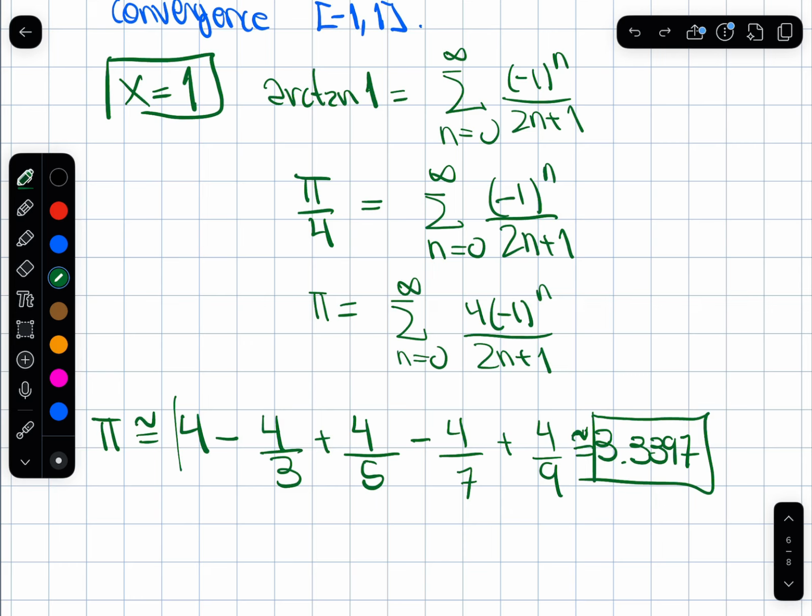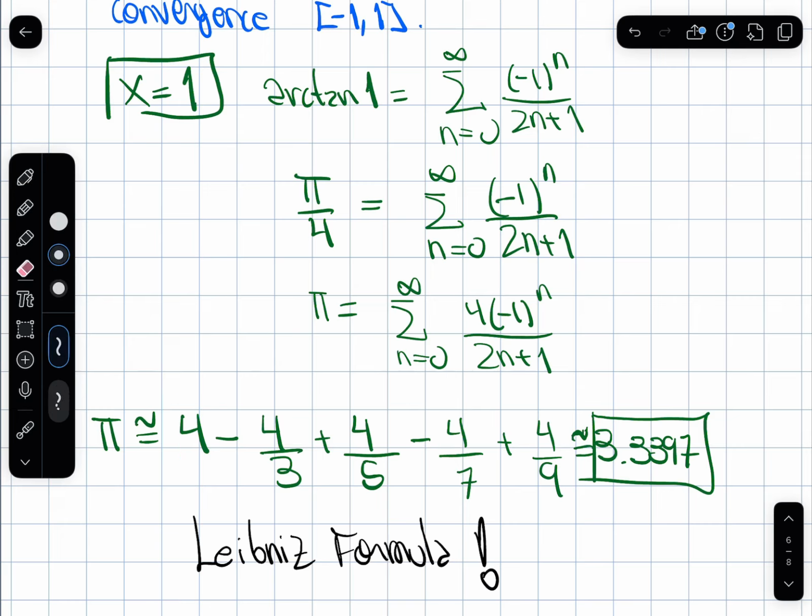And if you need more accuracy, just keep adding more and more terms of the series. So this is known as Leibniz formula for pi. So important. And it is how most modern calculators nowadays get approximations for pi. It's pretty systematic. It's great for machines, for computers to use to find pi.